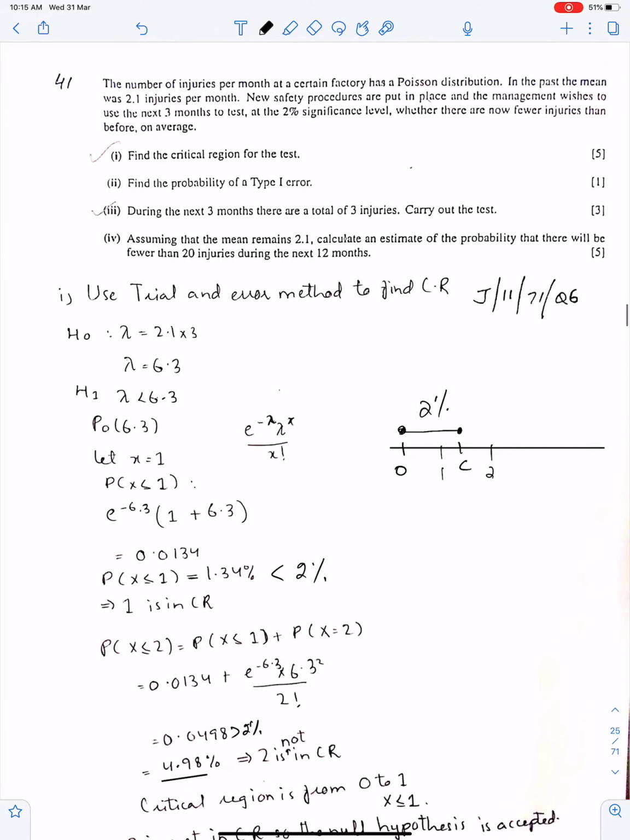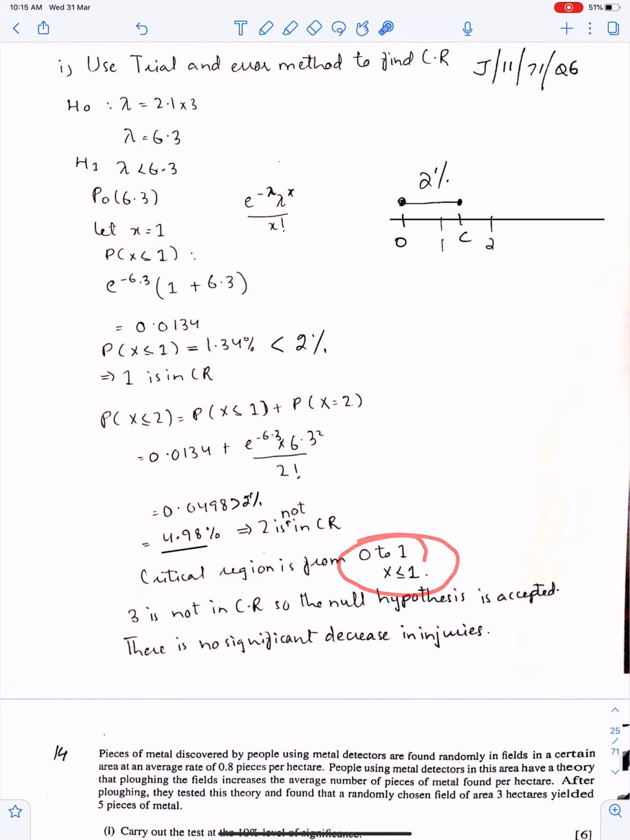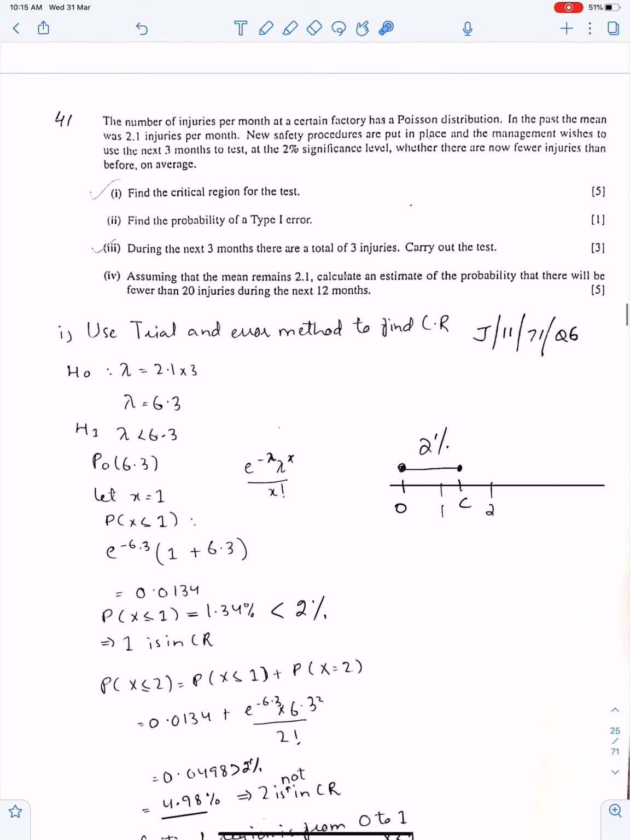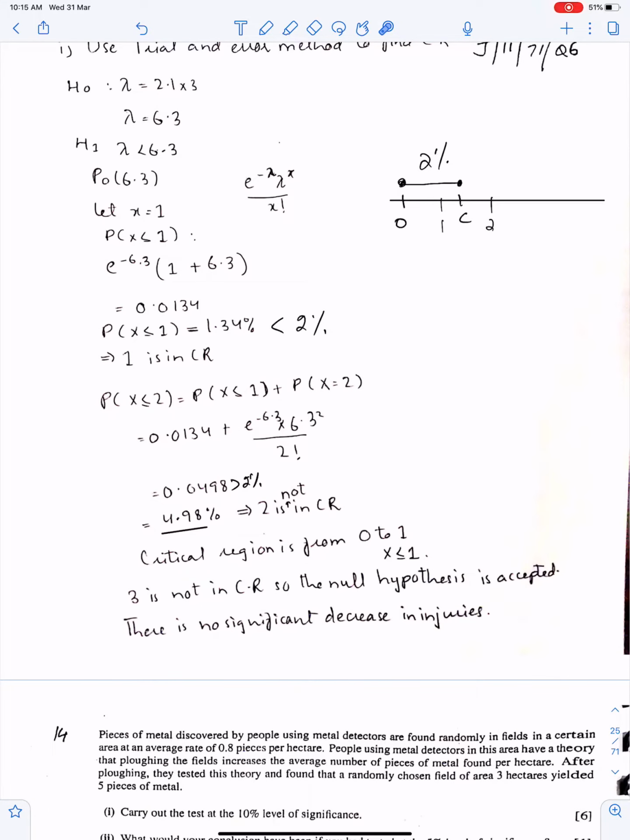And the test value is, what's the test value? Okay, we didn't have a test value. We don't have the test value, and we just need to find critical region. So critical region is 0 to 1. Now the test value is given, and this is the probability of type 1 error. The probability of type 1 error is the probability of critical region.